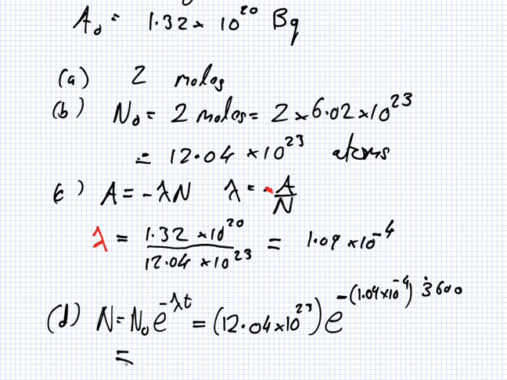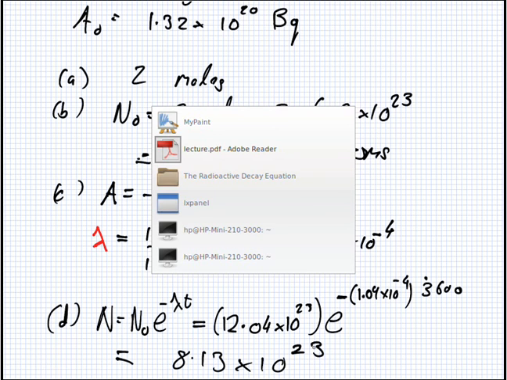What did you get? Big number. It should be a big number still. 8.13 times 10 to the power of 23. Yes. Okay. You have that written down? Wasn't even close to the lesson plan. Thank you. Next part.